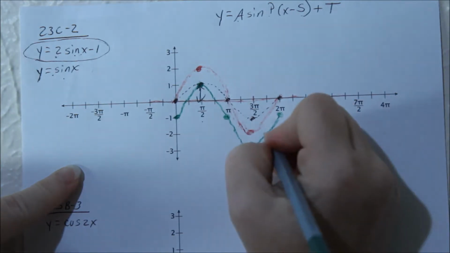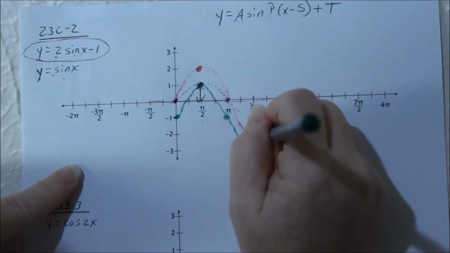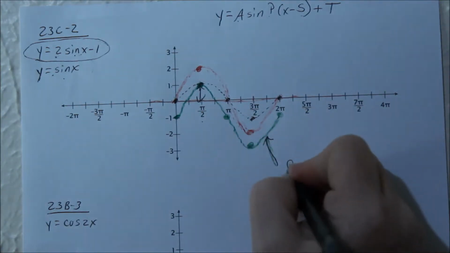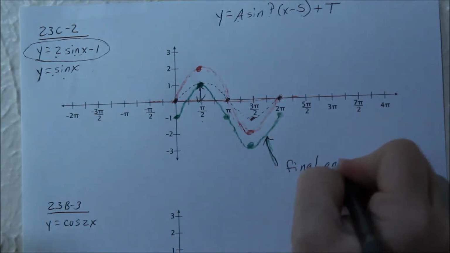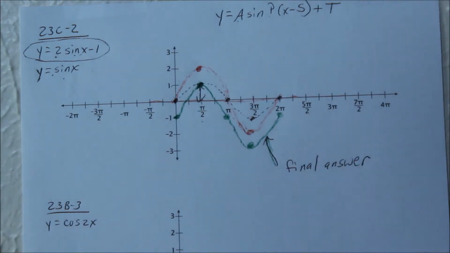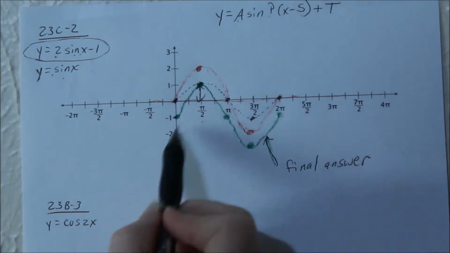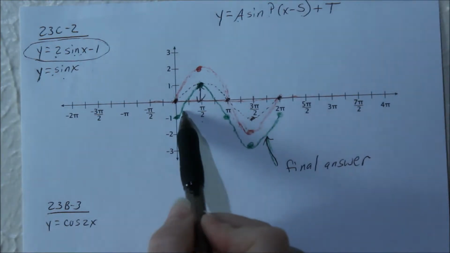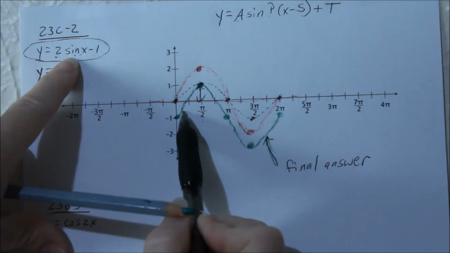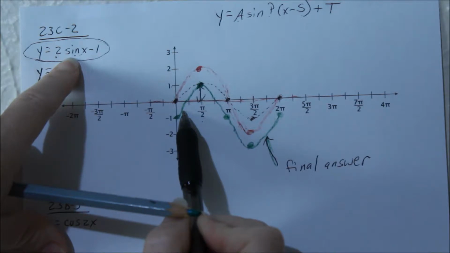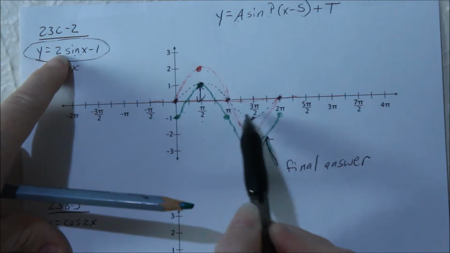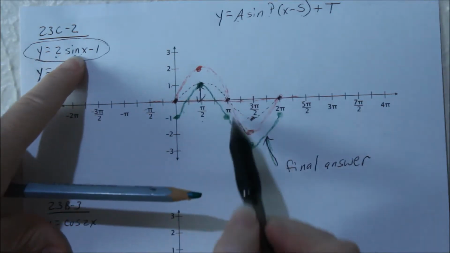Then I truly recommend labeling, drawing an arrow, and then labeling that this is your final answer. If you label it, it will make it much easier when you check your answers in the back of the book, because you're going to have so many lines on here that now you know which one to look at to check your final answer. So this graph is the graph for y equals 2 sine x minus 1. We started out with basic sine in black dashed, then we made the amplitude change, then we made the translation change, and this green one is your final answer.